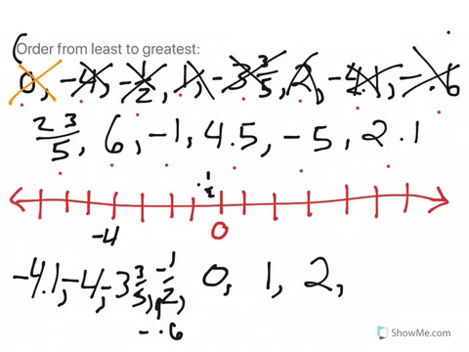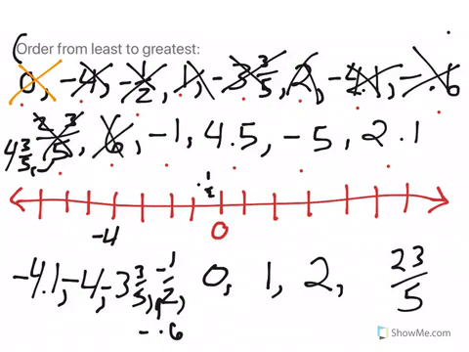23/5. I know 5 goes into 20 4 times, so essentially that's going to be 4, and then we have 3 left over, denominators are the same, so 4 and 3/5. So 23/5 is going to be past 4. So I've got 2 here, so I'm going to put this over here. 23/5. I'm going to mark that out, but I'm going to keep this here in case I need to use it later, which I think that I will. 6 we know is going to be past 4. It's going to be higher than 4. -1 we know will be between -0.6 and -3 3/5.